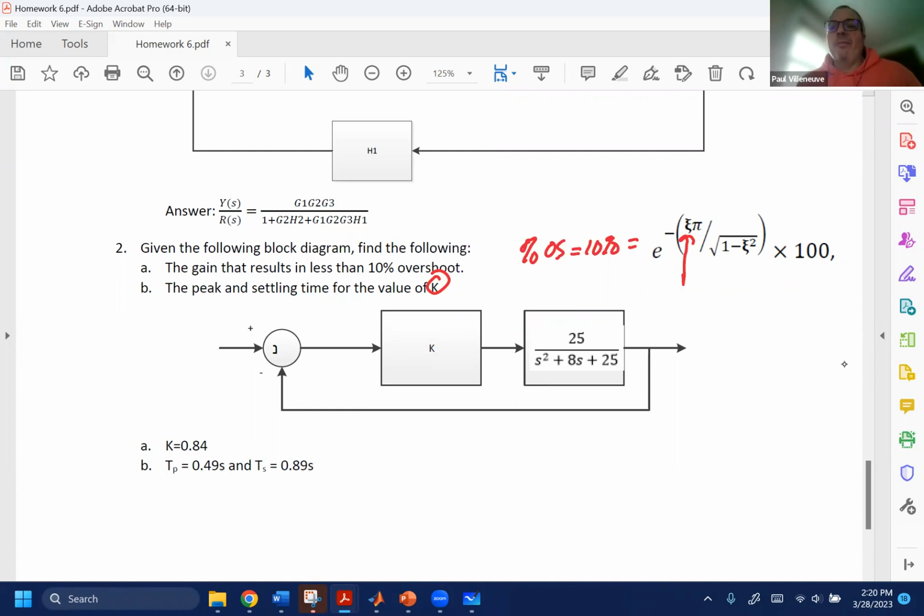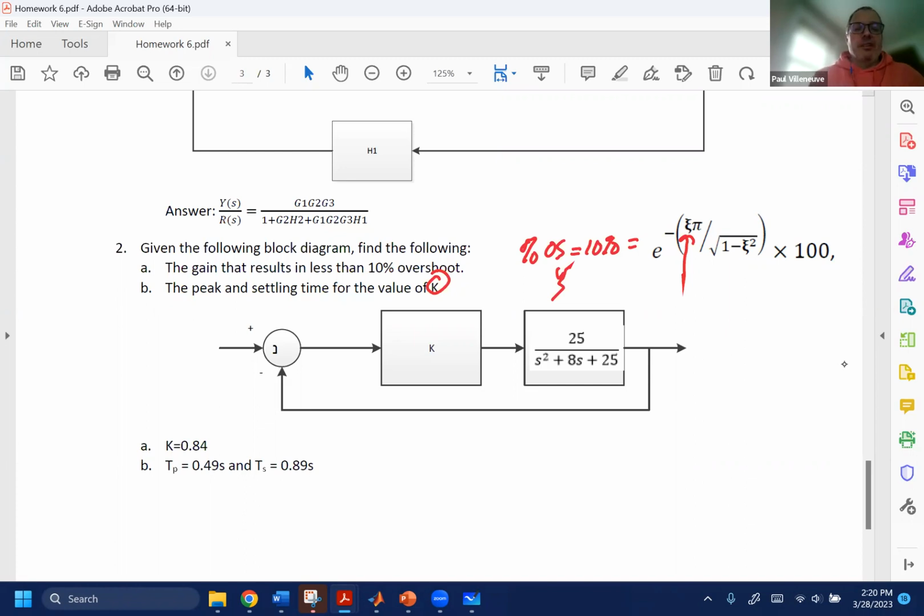You've got to take the ln of both sides. Be careful about the negative sign, because you can set yourself up where you forget you have to change the inequality. But essentially, once you do that, you're going to have a value of zeta. Okay. That's the first step.